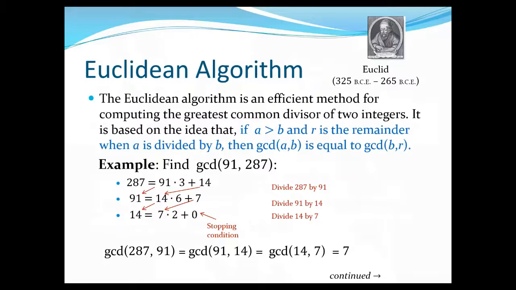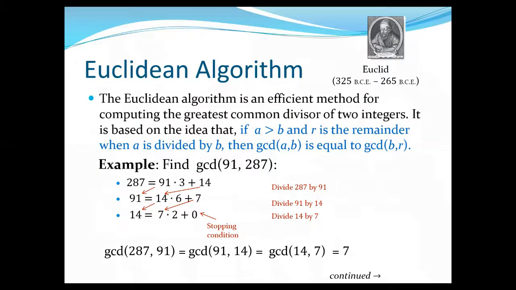Another way of determining our GCD is using the Euclidean algorithm. The Euclidean algorithm is an efficient method for computing the greatest common divisor of two integers. It is based on the idea that if a is greater than b and r is the remainder when a is divided by b, then GCD(a, b) is equal to GCD(b, r). Basically, we're going to use the division algorithm to determine the GCD.